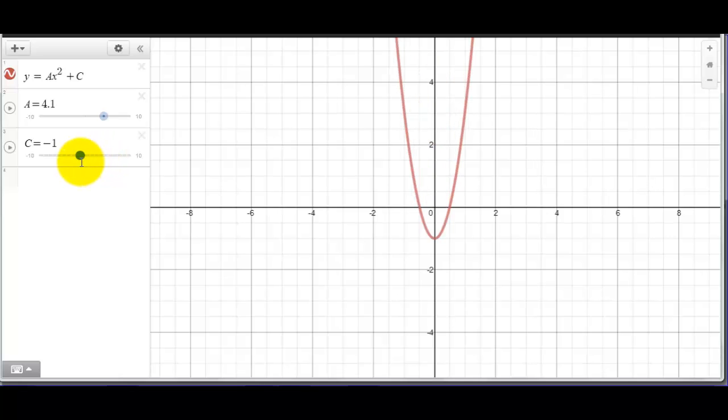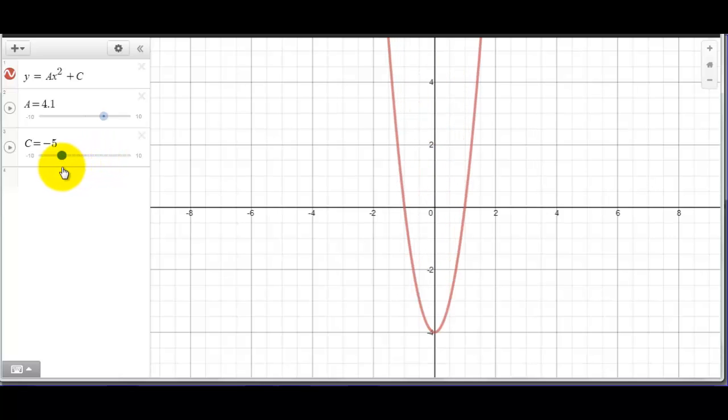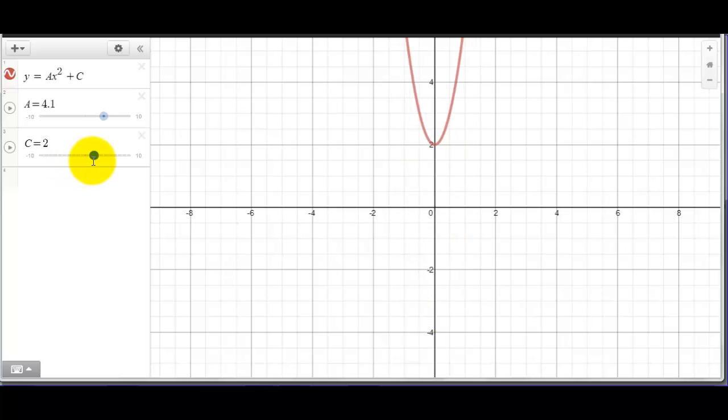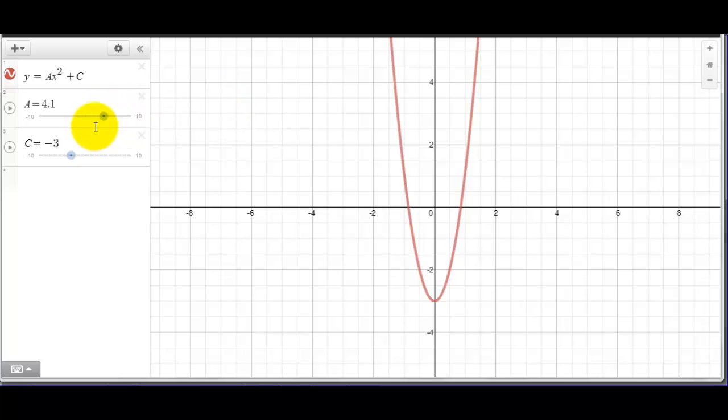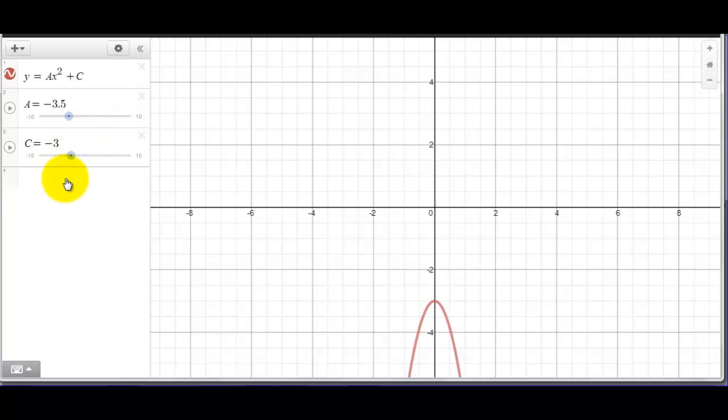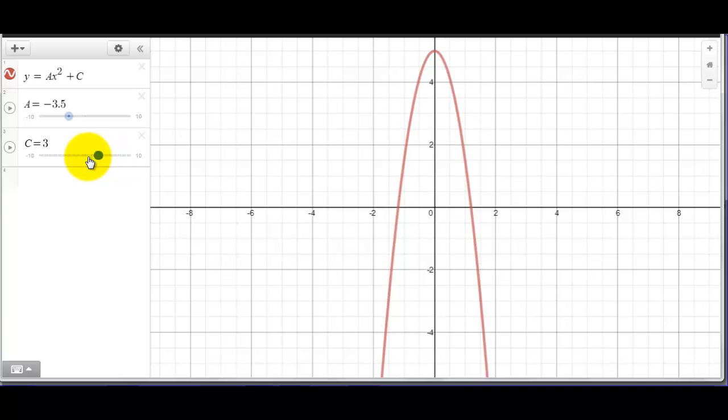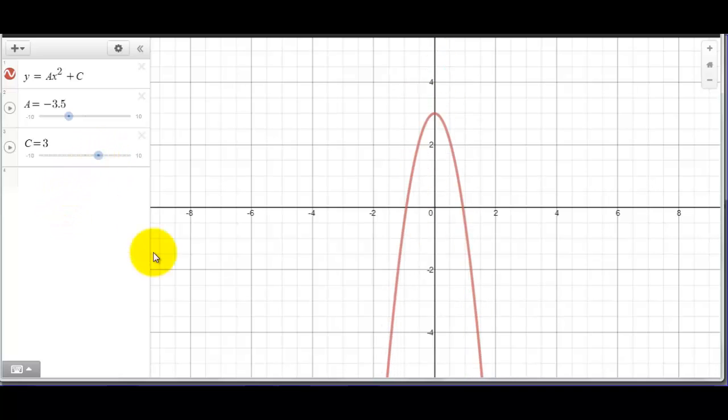And if I make it a negative C, it's taking the entire thing and just sliding it down. So the C value just takes the whole thing and pushes it up or pushes it down. A makes it wide, narrow, and maybe it might do something like this and flip it over. And so you can see that these values really just take that same parabola shape and slide it around the graph.